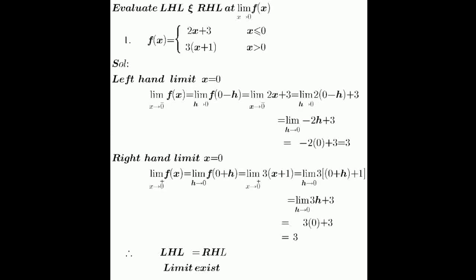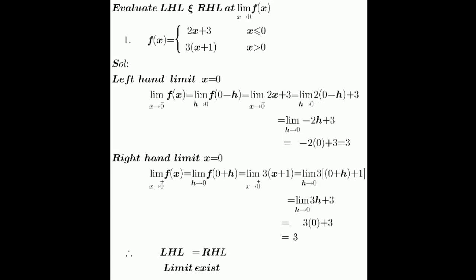In example 1, the limit is defined on a function at x equal to 0. There are two conditions of the function. If x is less than or equal to 0, the function is 2x plus 3. And if x is greater than 0, the function is 3x plus 1. Now what is the meaning of x less than 0 and x greater than 0? If x is less than 0, you have to use the left hand limit in our first function, 2x plus 3. If x is greater than 0, you have to use the right hand limit in 3x plus 1.